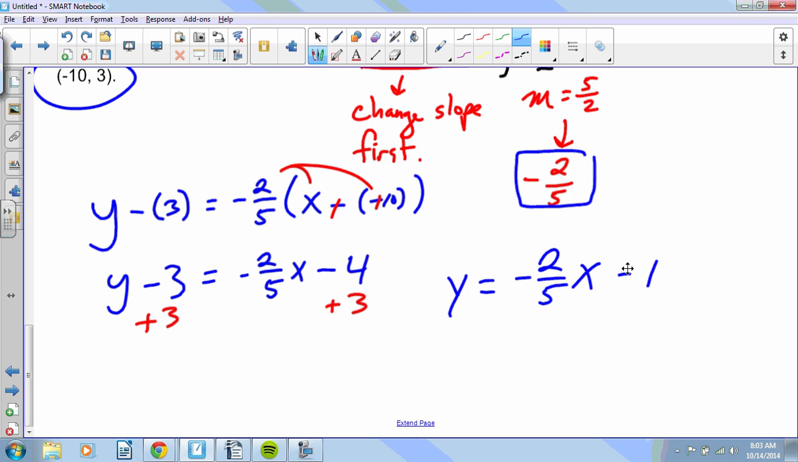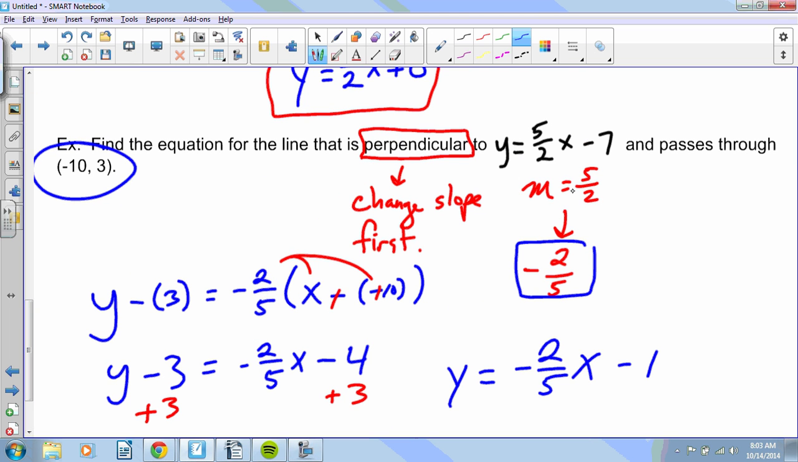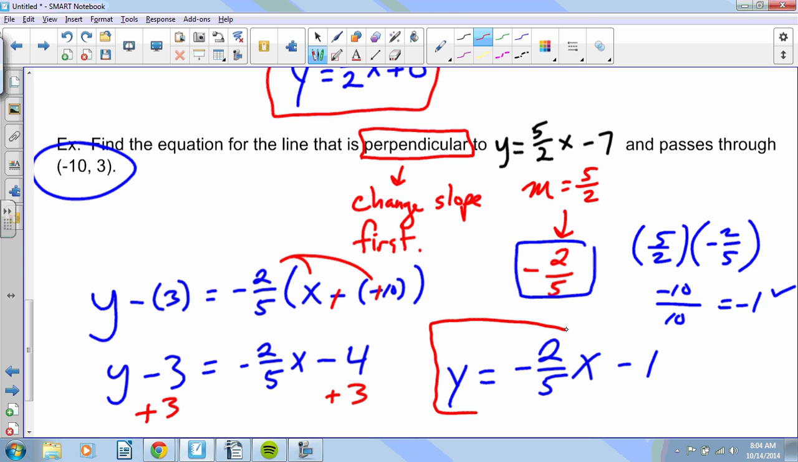Now, can we check to make sure that this is perpendicular? If I come back up here a little bit, I'm going to take the original slope, 5 over 2, multiply it by my new slope, negative 2 over 5. If I did it right, I should get negative 1. Well, 5 times negative 2 is negative 10. 2 times 5 is 10. That equals negative 1. Awesome. So I know my lines are perpendicular because the slopes are opposite reciprocals. I did my math right, and this is my final answer.